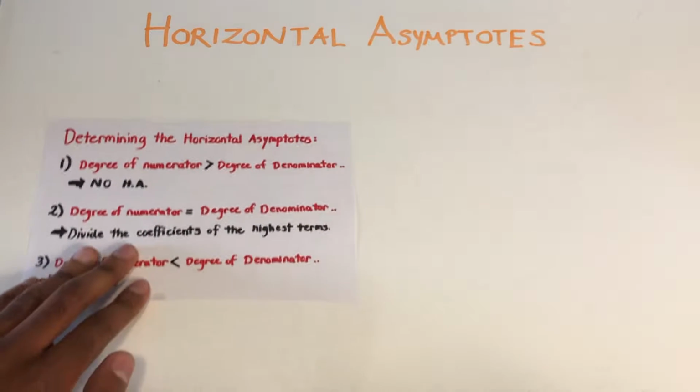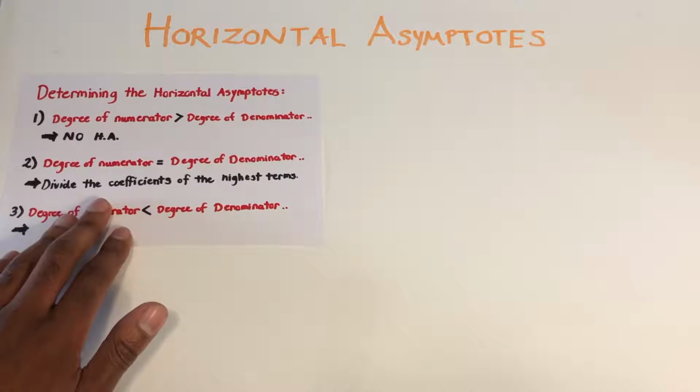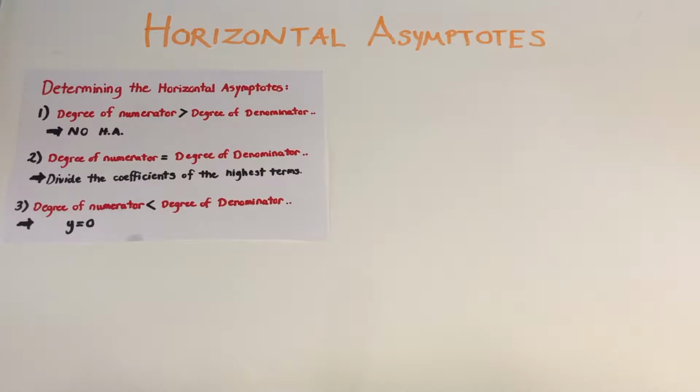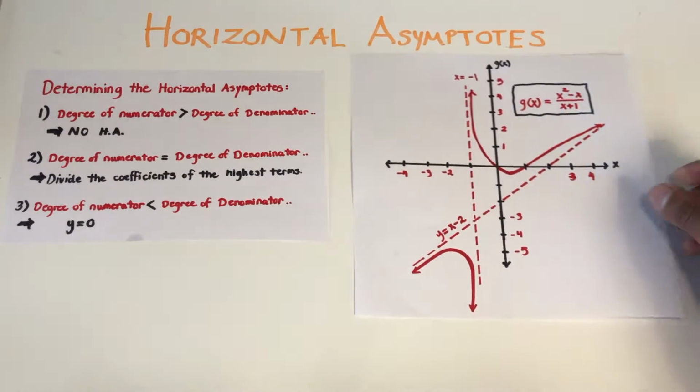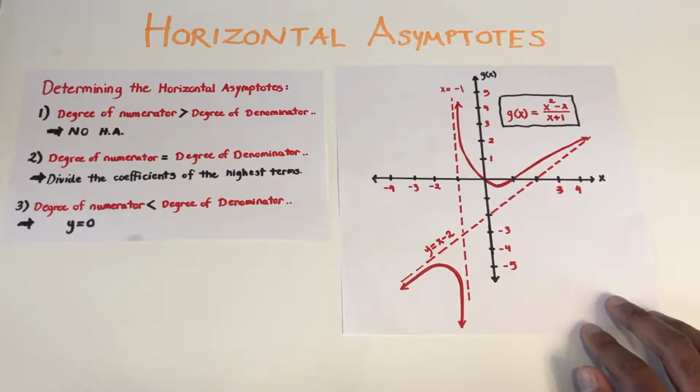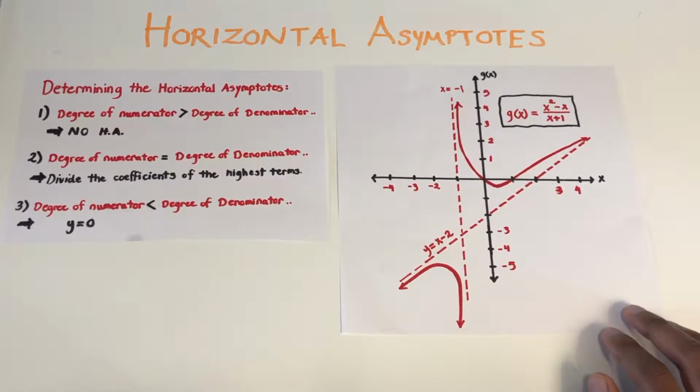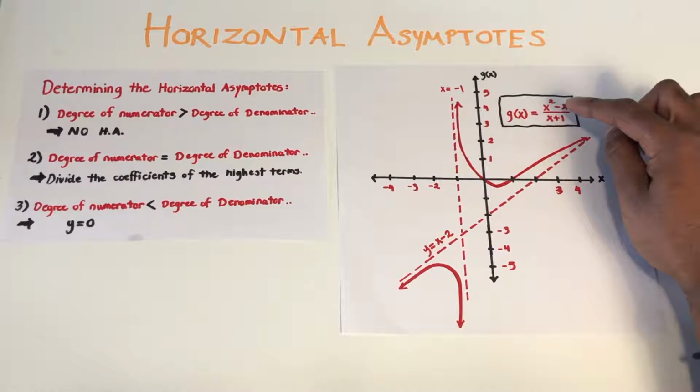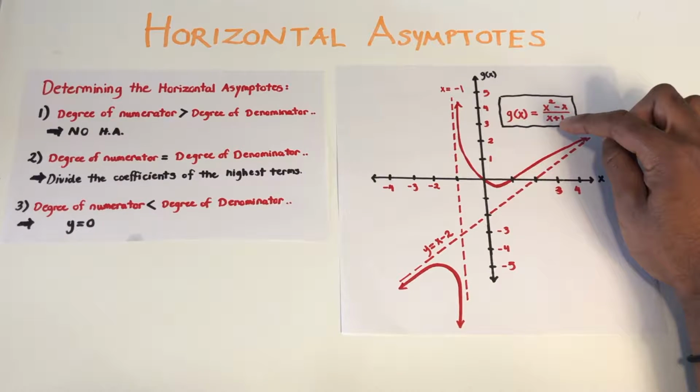I'm going to go ahead and leave this here, just so that if you need to look at it for reference. Now, for the first problem, if the degree of the numerator is greater than the degree of the denominator, we do not have a horizontal asymptote, just like in this problem. Notice how the highest degree, x squared, is bigger than the highest degree in the denominator, x.